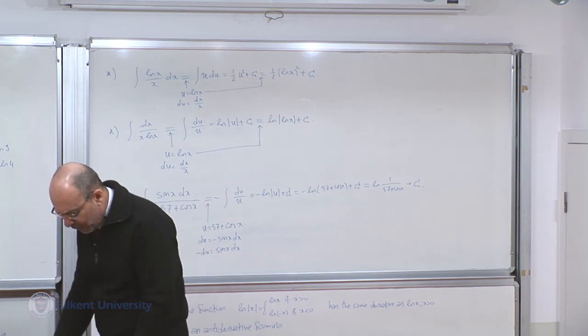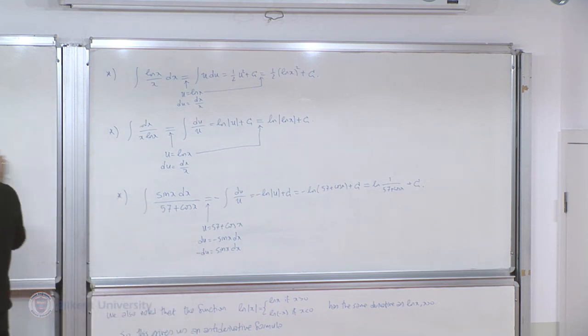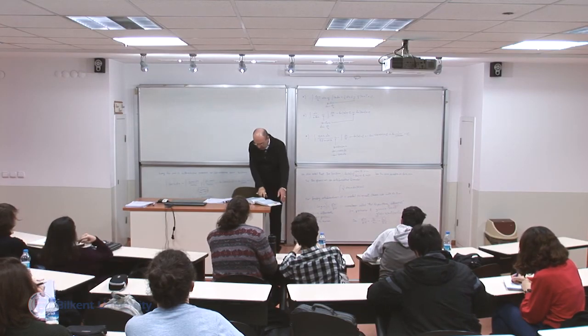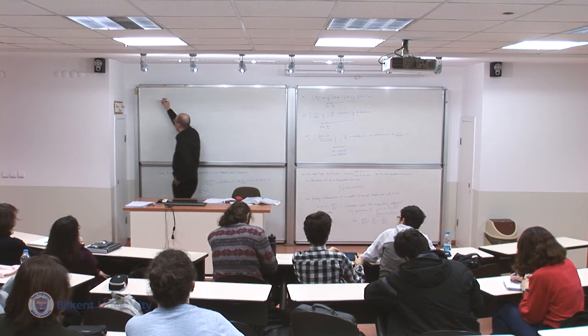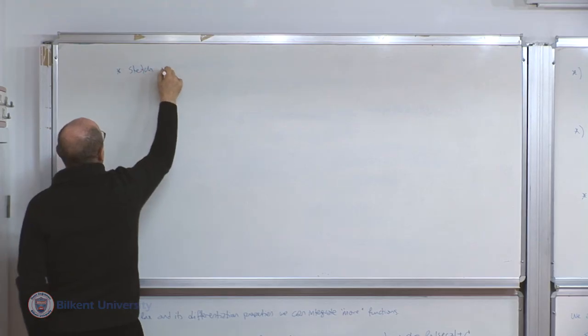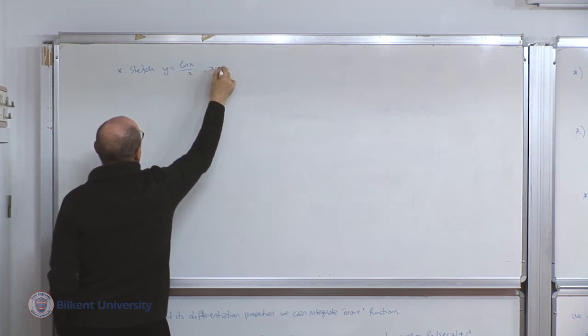There is one part which says sketch the graph. So let us try to sketch the graph of ln x over x. But for that, I think we need L'Hopital's rule. Anyway, we'll try it. So sketch y equals ln x over x, x positive.